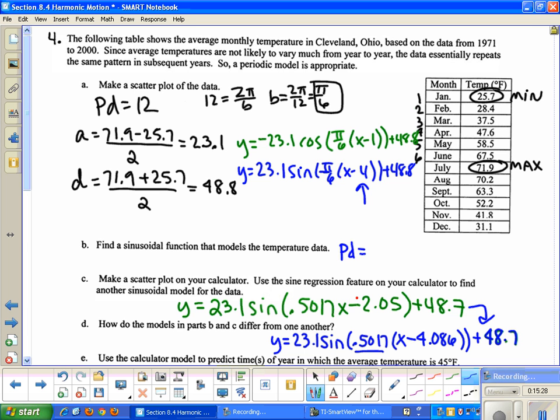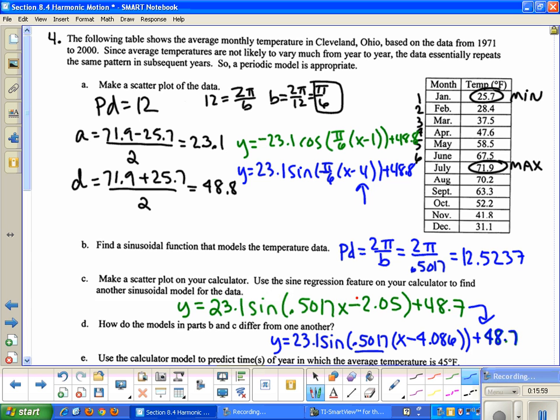I want to take that b value. Remember that when we want to find the period of our equation, it's 2 pi divided by your b value. So if I do 2 pi divided by 0.5017 in my calculator, I end up with this being equal to a period of 12.527. So I'm sure I have a little bit of rounding error with that.